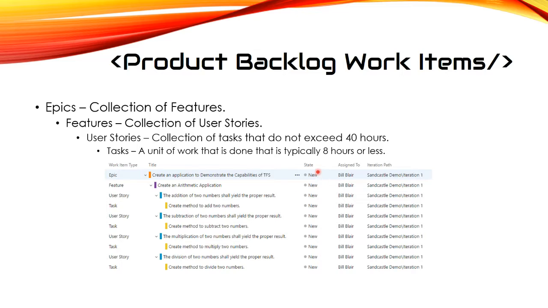Right now the state of all these items is that they're all new, they're all assigned to the same person, and they're all in the same iteration. So anyway, that's all I have for now. We'll talk more about these in future videos where I talk about Scrum and Agile and CMMI.